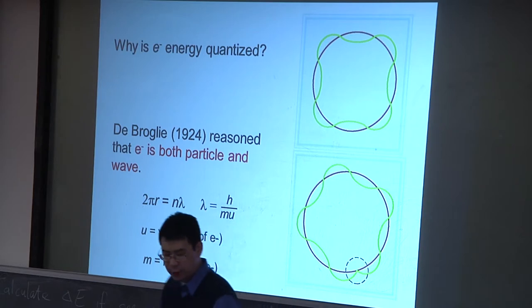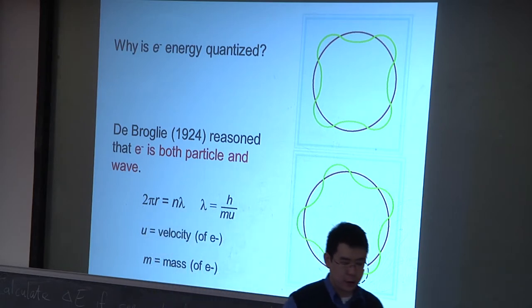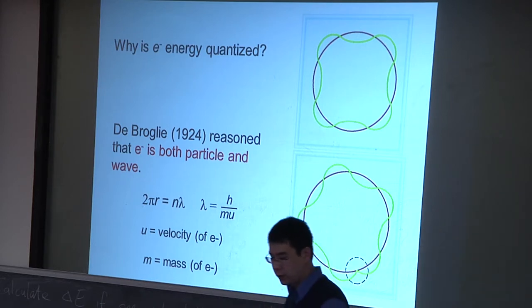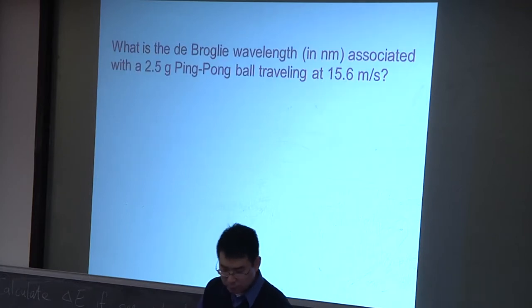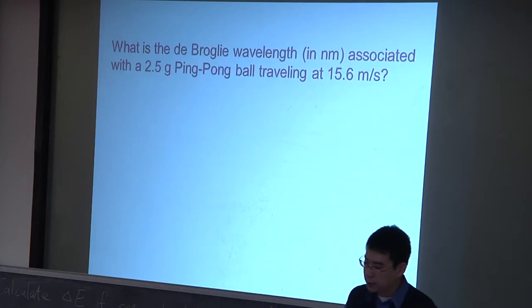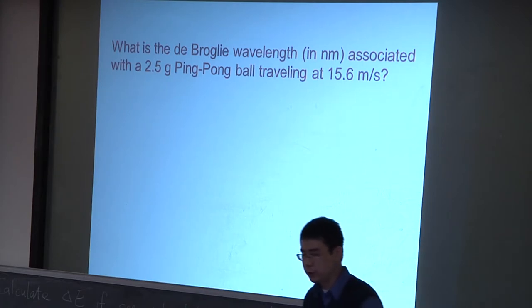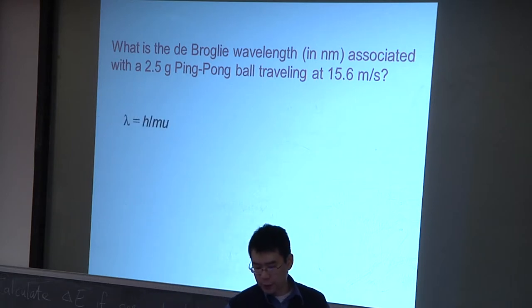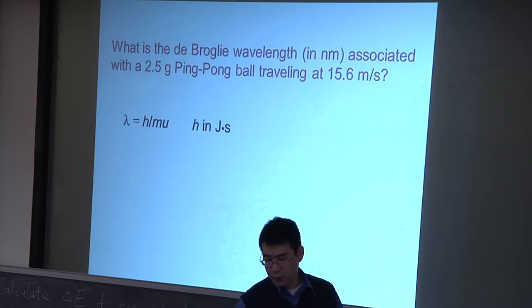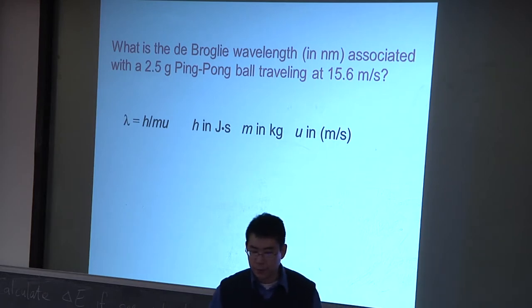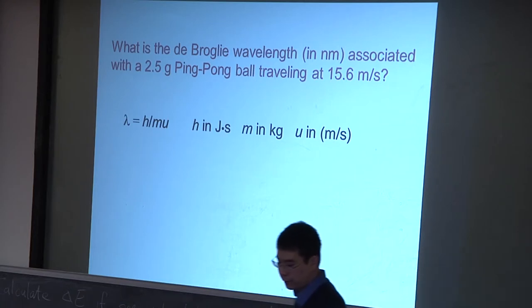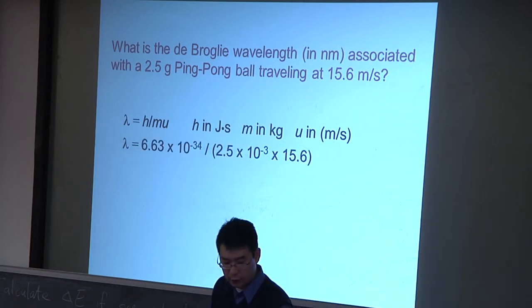So we like to do these fun calculations that say, okay, let's find the de Broglie wavelength associated with you, if you were running at, you know, 5 miles an hour or something like that. So this is something that's much smaller than you. The de Broglie wavelength associated with a 2.5 gram ping pong ball traveling at 15.6 meters per second. Right, so the formula is lambda equals h over mu. H is in joule seconds, m has to be in kilograms, and u is the velocity in meters per second. So all we have to do here is convert mass from grams to kilograms. Right, so 2.5 grams is going to be 2.5 times 10 to the negative third kilograms.